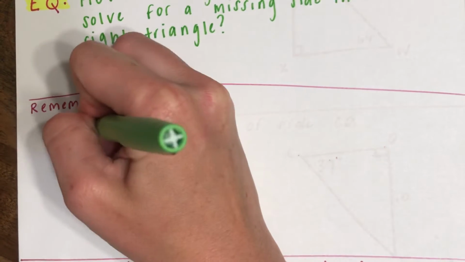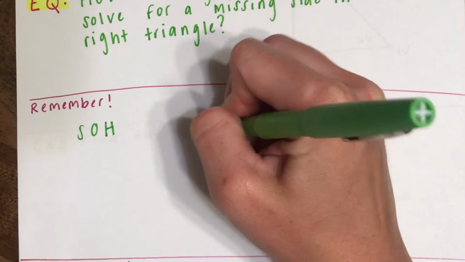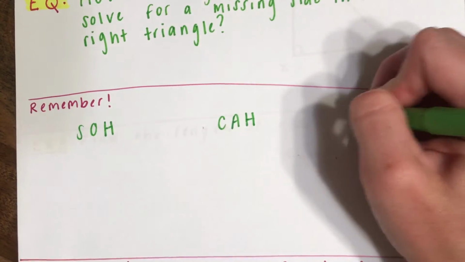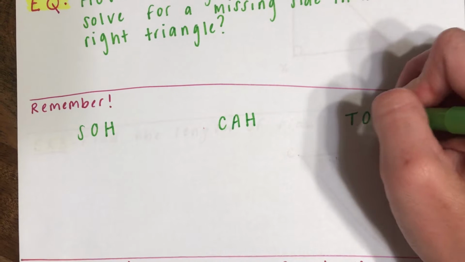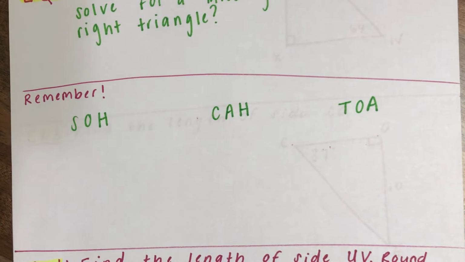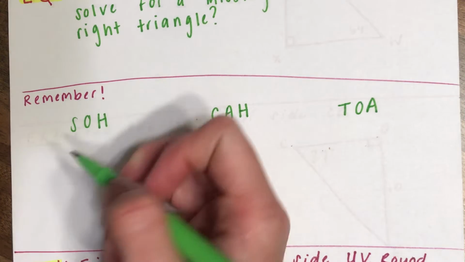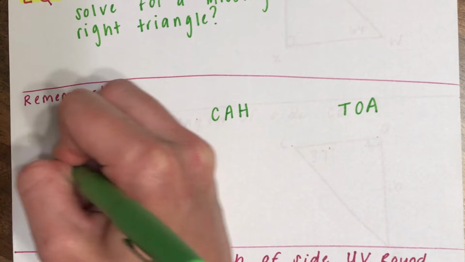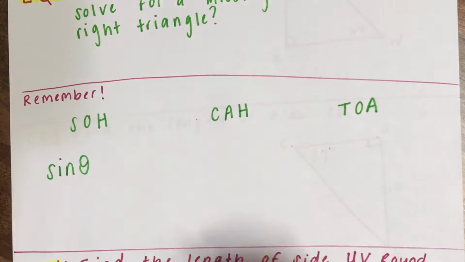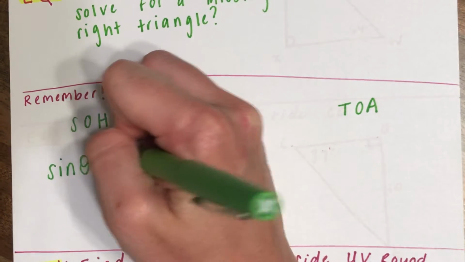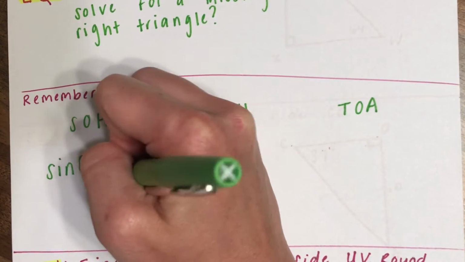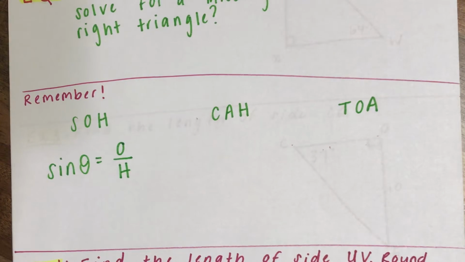Just a reminder, when we say trig ratios, we are talking about SOHCAHTOA. So let's just review what each of those letters represents really quickly, and that will be a good transition into how we use these to solve. Remember, the S stands for sine of a given angle, theta, is equal to the ratio of the opposite over the hypotenuse side.